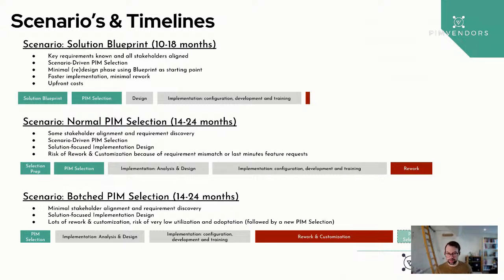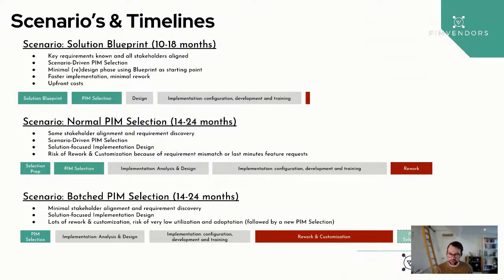So how does that look? And also, how does it look if you don't do it correctly? There's different scenarios and timelines. For example, with the solution blueprint, you get to a fully working PIM within, I would even say, 6 to 18 months. It depends on the complexity. For a multinational organization, that might be more like 18 months. If it's a small, medium enterprise, it could be actually within 6 months that you have a working, well-implemented PIM. It really depends on the complexity.